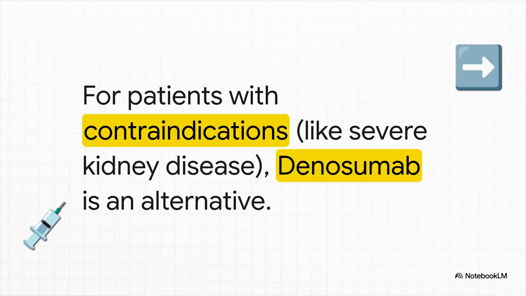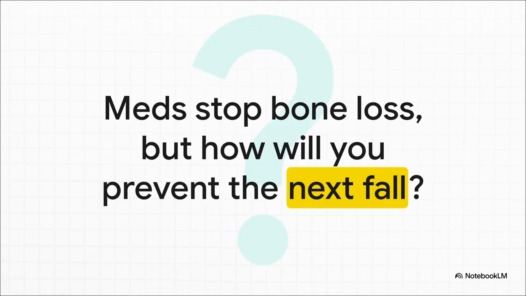And what if your patient can't take a bisphosphonate? Maybe they have really bad kidney disease, for example. Well, our go-to second-line agent is a drug called denosumab. It's a monoclonal antibody, works in a different way, but it's also a very potent drug for slowing down bone loss. And that brings us to our final and maybe most important point.